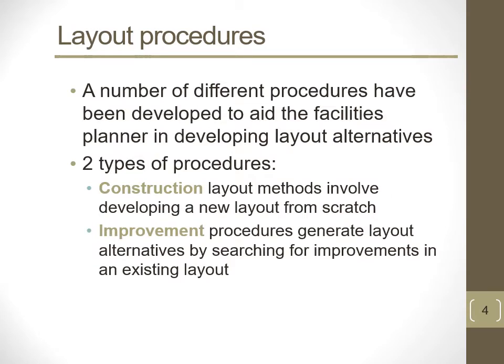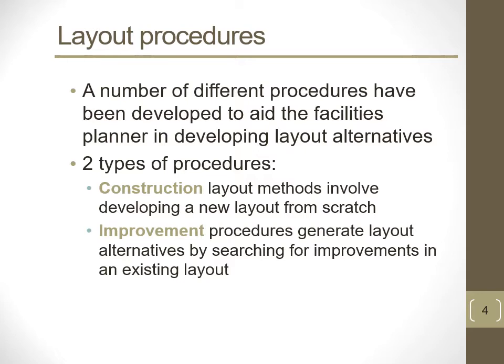There are a number of different methods, different techniques that can be used to develop layout alternatives. And basically, we can talk about two types of procedures. The first one is the construction method. In construction method, there are no initial solutions in our hand. We start from scratch and we develop a new layout at the end of this phase. There is nothing initially in our hand. We follow steps of the algorithm, and at the end we come up with a design.